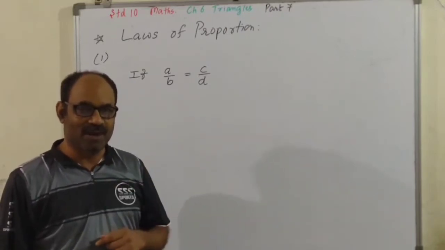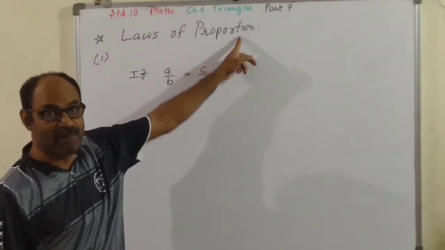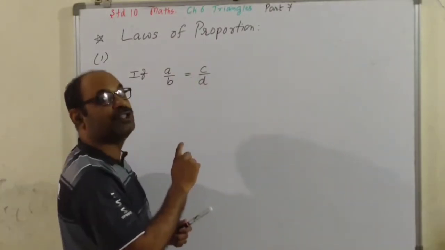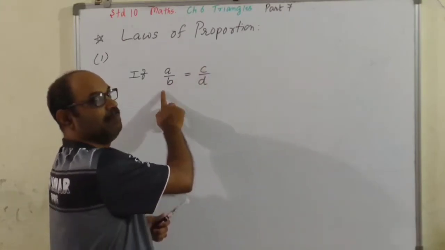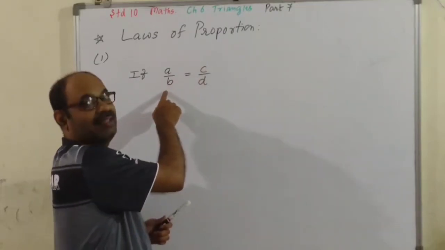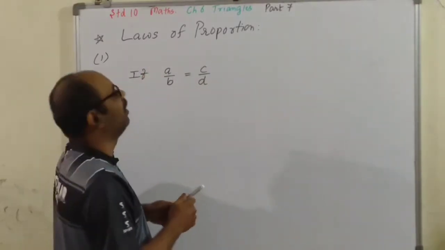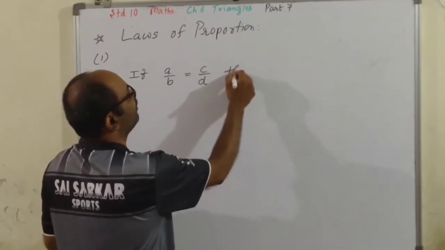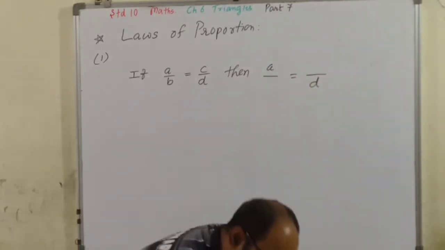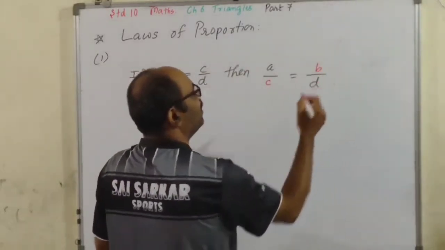If you remember, that means it is also called proportion. That's why we call this the laws of proportion. Now I'm going to change the position of B and C. B I'm going to take on the right hand side and C I'm going to bring on the left hand side. So C will occupy the place of B and B will occupy the place of C. So if A upon B is equal to C upon D, then A upon C is equal to B upon D. Children, look here. C comes down, B goes up on the other side.